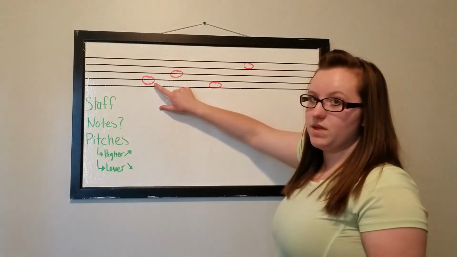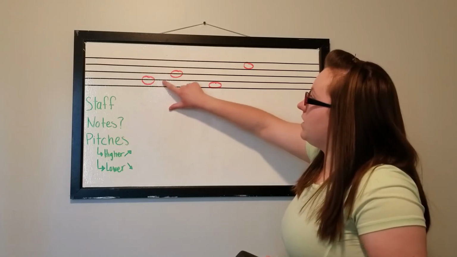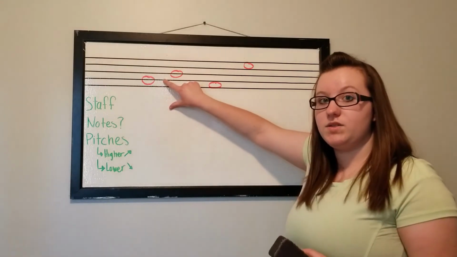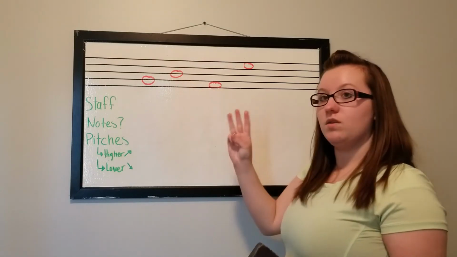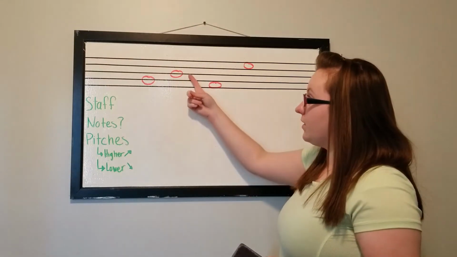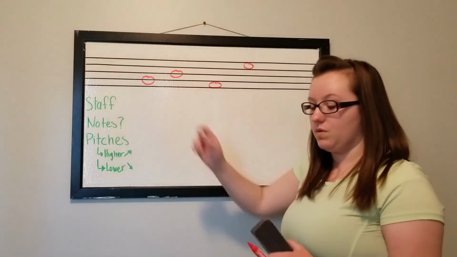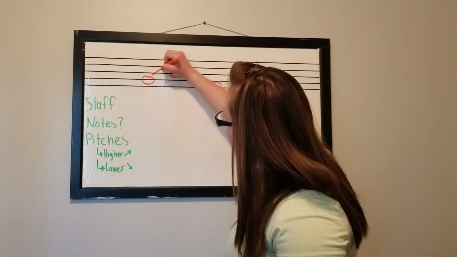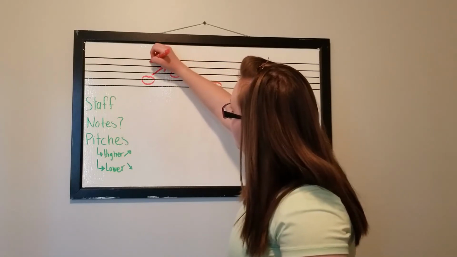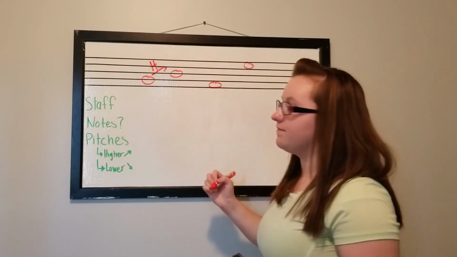So I have this note here. It is on line 2. This note is on line 3. 3 is higher than 2. So that means from here to here, this pitch is higher. So I'm going to put an H to represent higher.